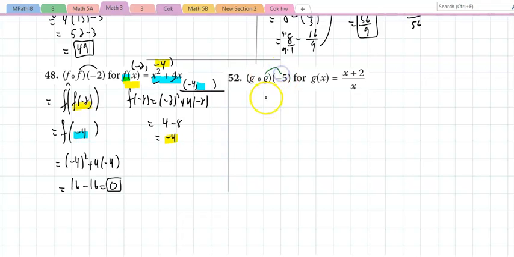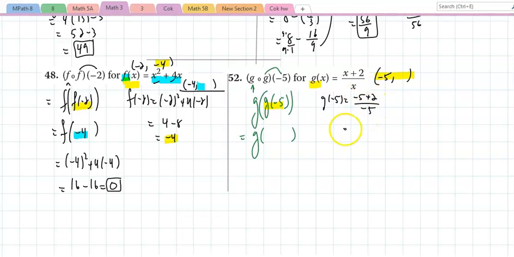Here, if I group those together, I'm finding g of negative 5, and I'm going to take g of that. So that's going to be g, and I work from the inside out. This is saying, go to g, there's g. If x equals negative 5, what does y equal? Well, g of negative 5 is going to be negative 5 plus 2 over negative 5. That's going to be negative 3 over negative 5. That is 3/5. And if I know this is 3/5, this says, go back to g one more time. What's up, g? And throw in 3/5 right there.